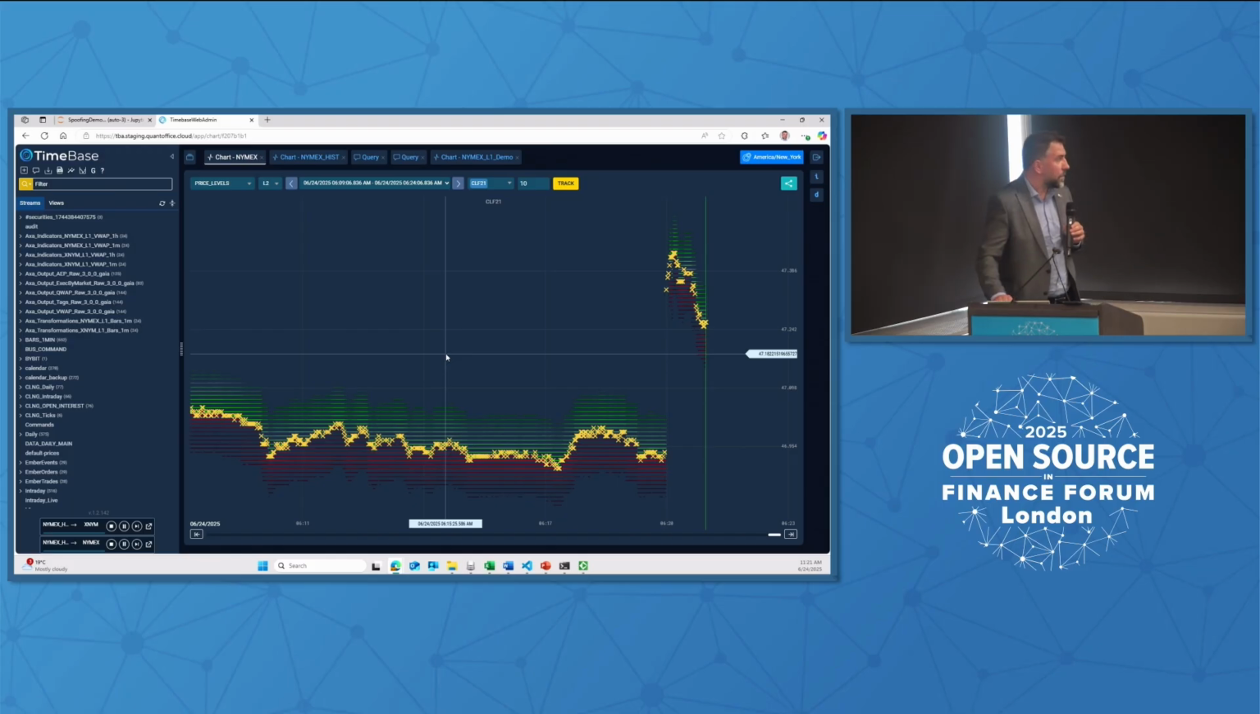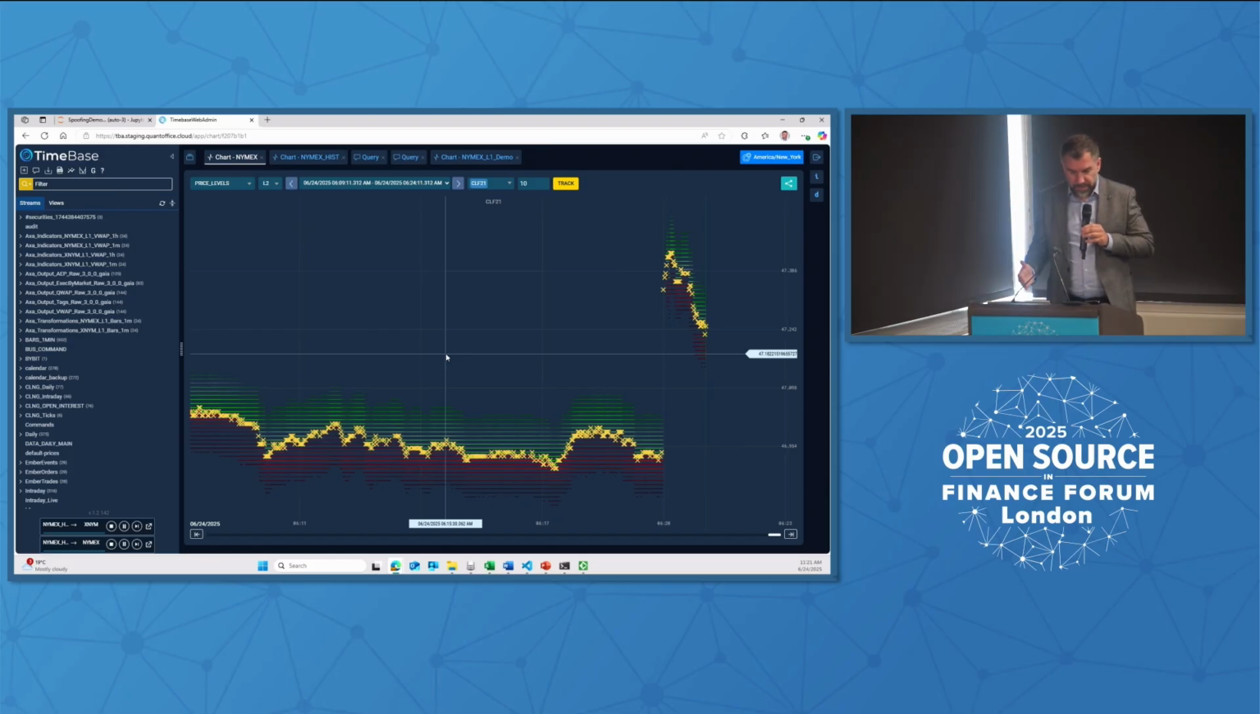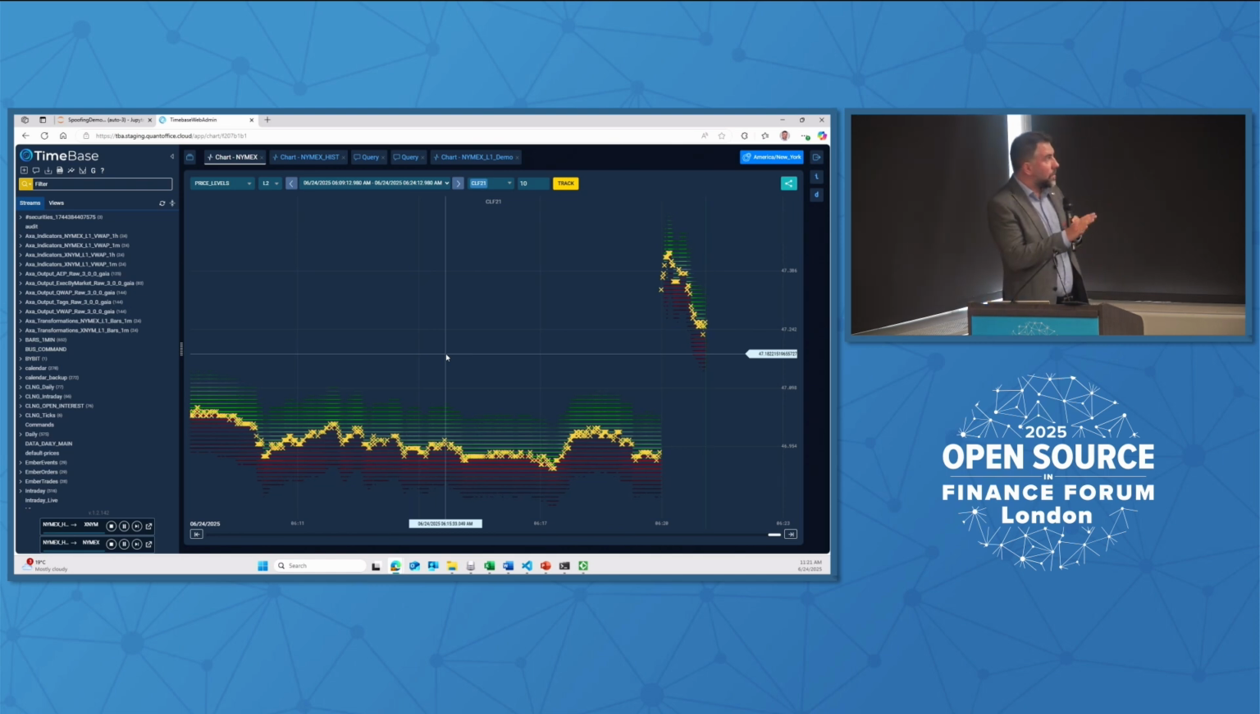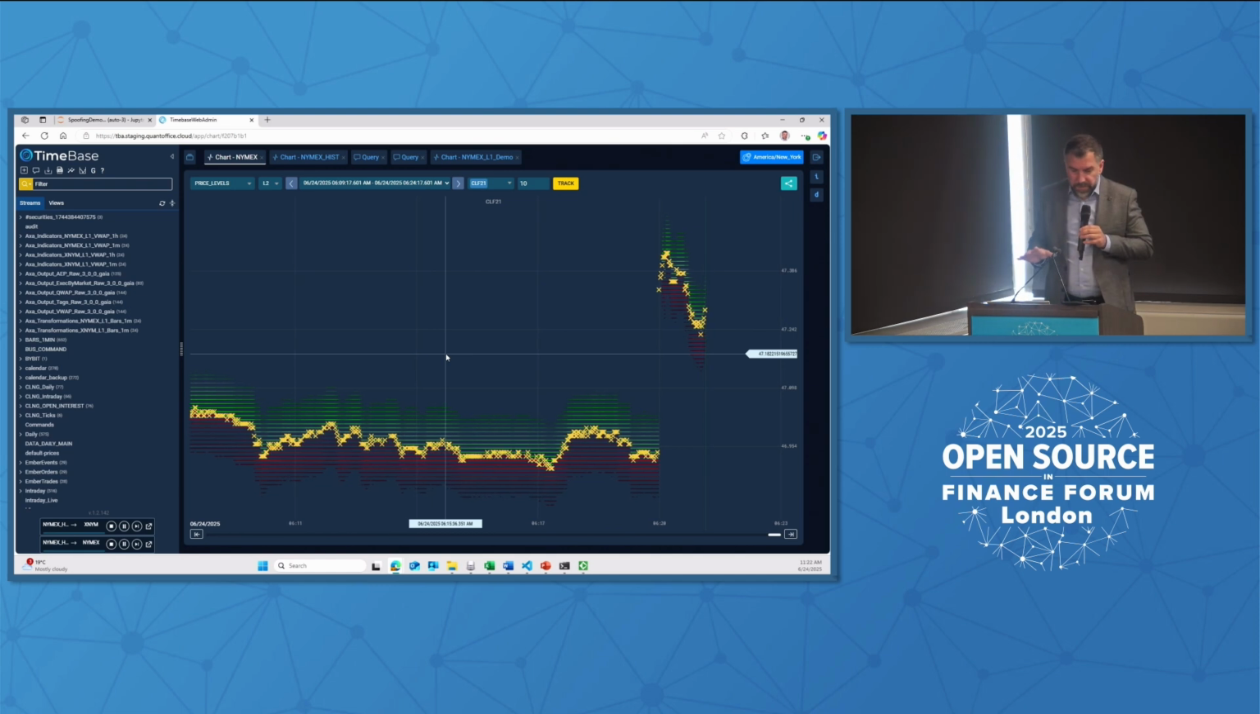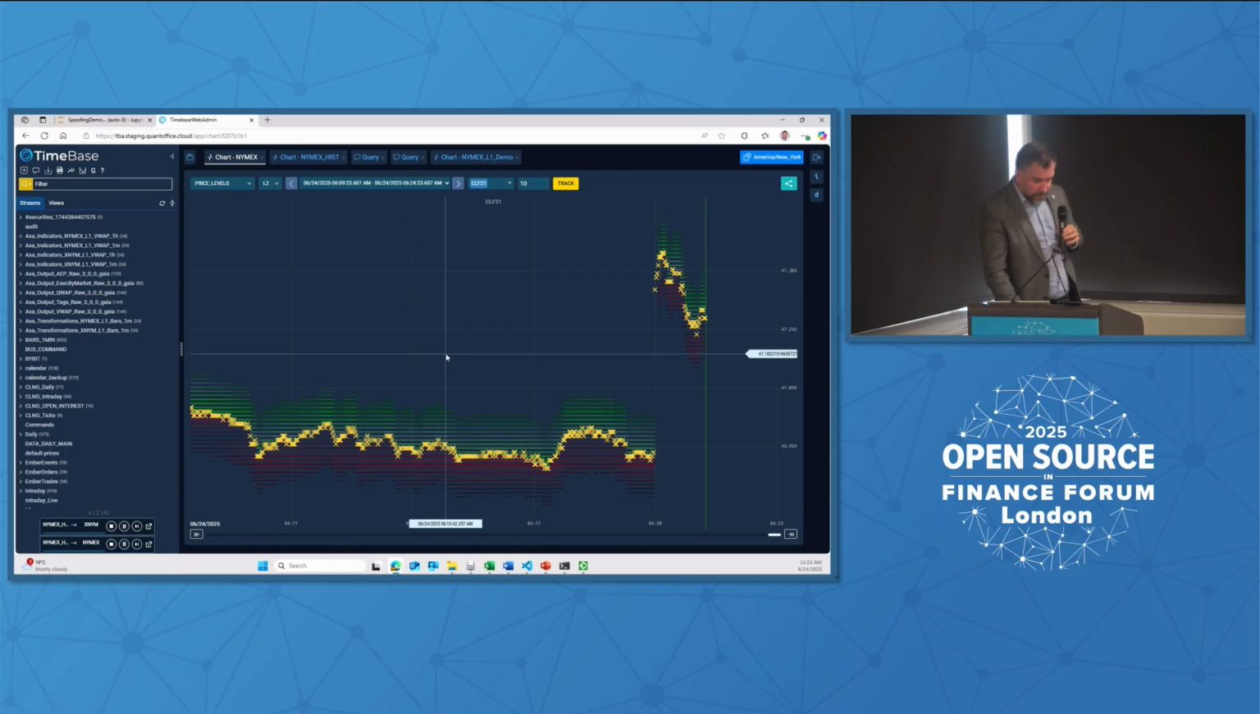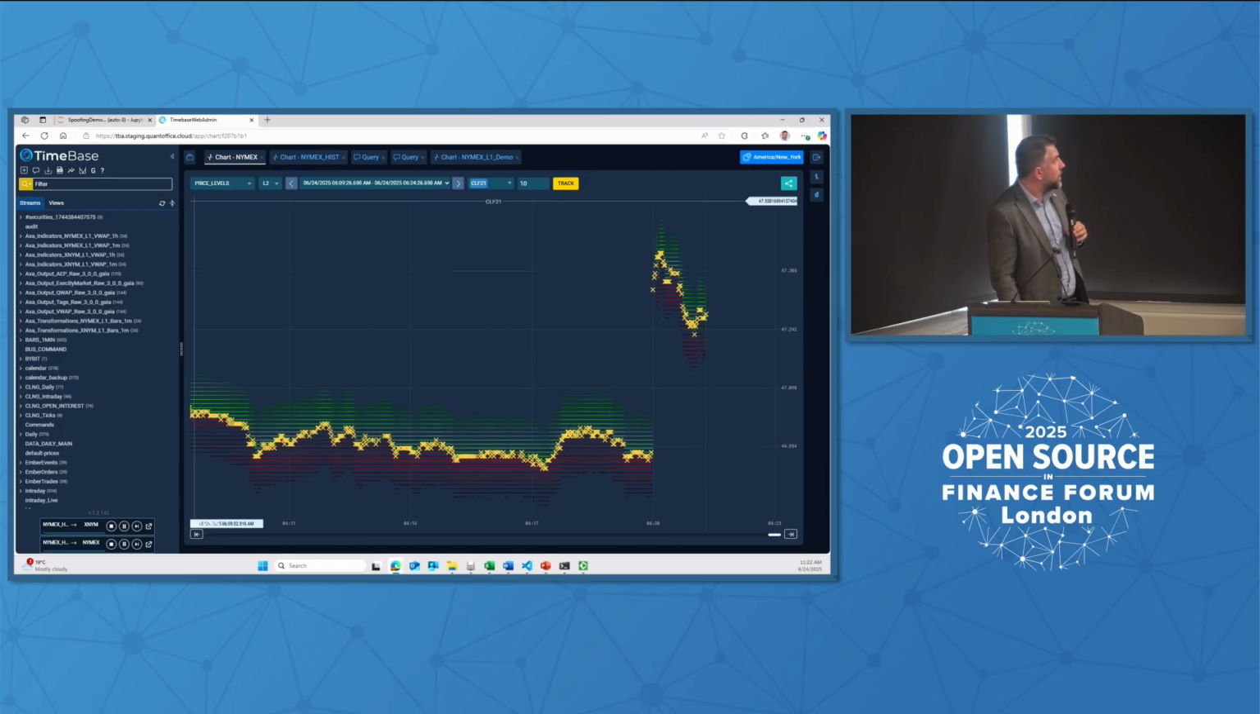We basically also support level 1 data, level 3, all market orders, and everything. So the data is coming into TimeBase, and it's stored there. The orders that the trading bot simulates on the ground also go to TimeBase, and they're stored there. And what we are going to do now is analyze the data using the TimeBase API.